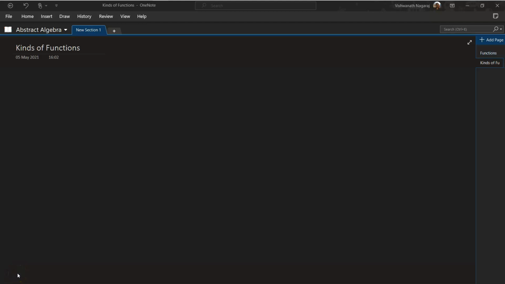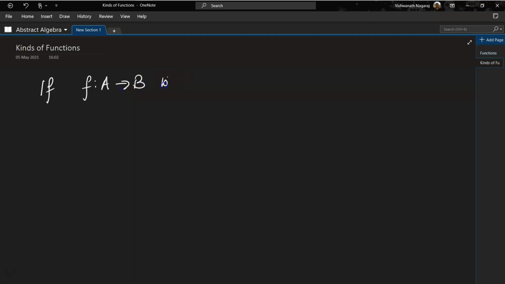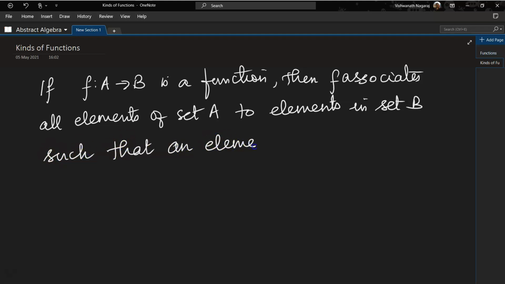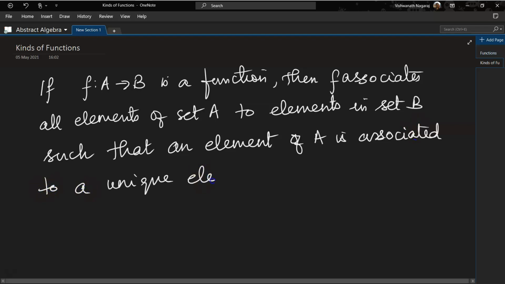Let's look at different kinds of functions. Now, in the previous session, we have seen if a mapping f from A to B is a function, then f associates all elements of set A to elements in set B such that an element of A is associated to a unique element of set B.